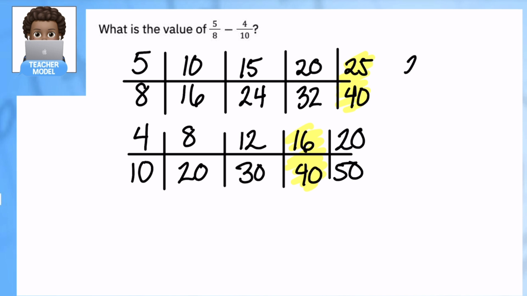Now I can write it on the side, 25/40 minus 16/40. And now I can subtract them because they have the same denominator. That gives me 9/40. So hit pause and jot this down.